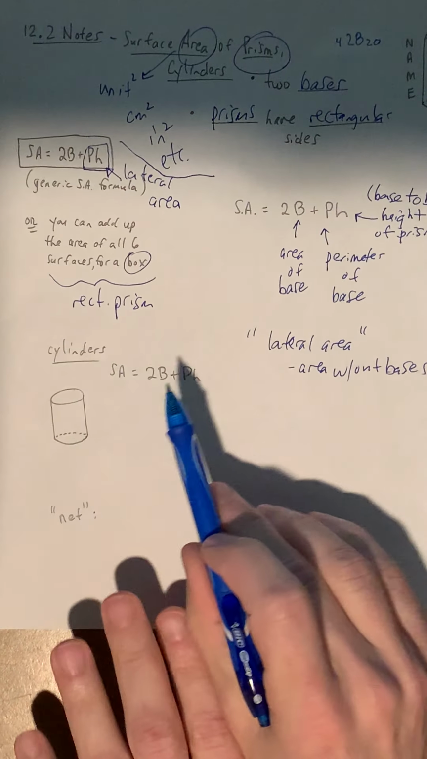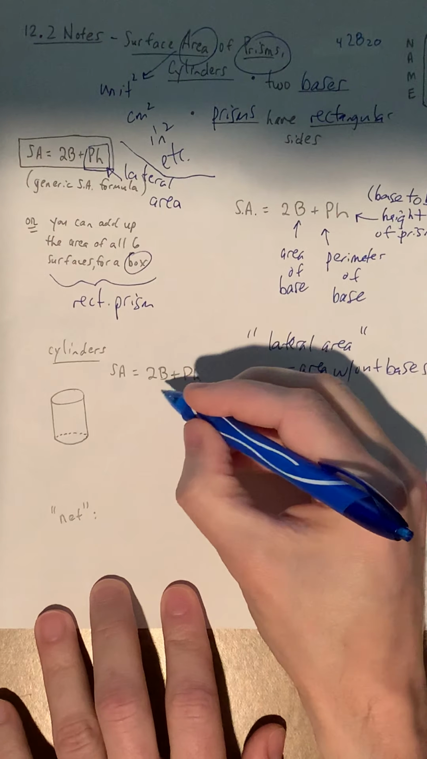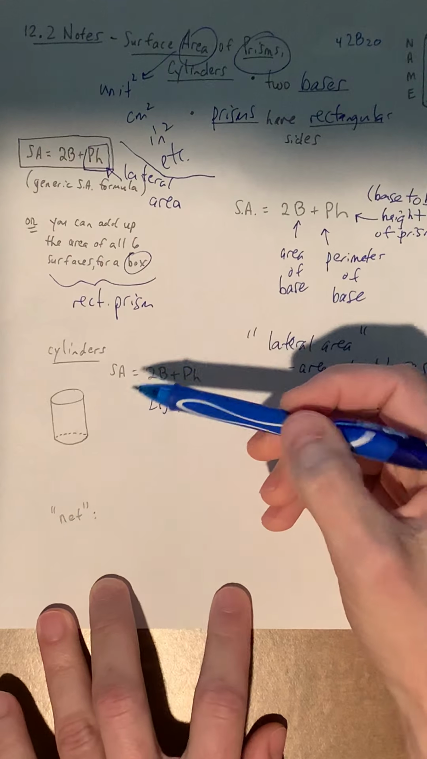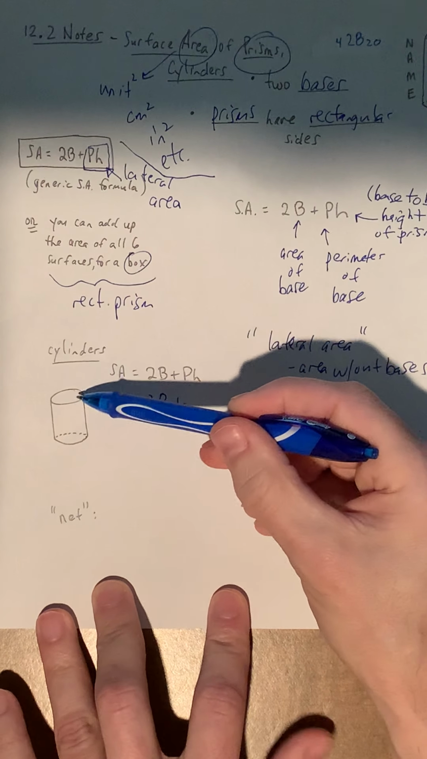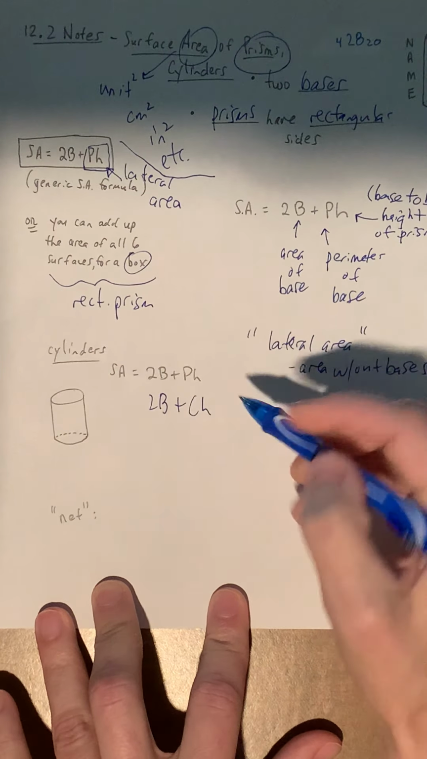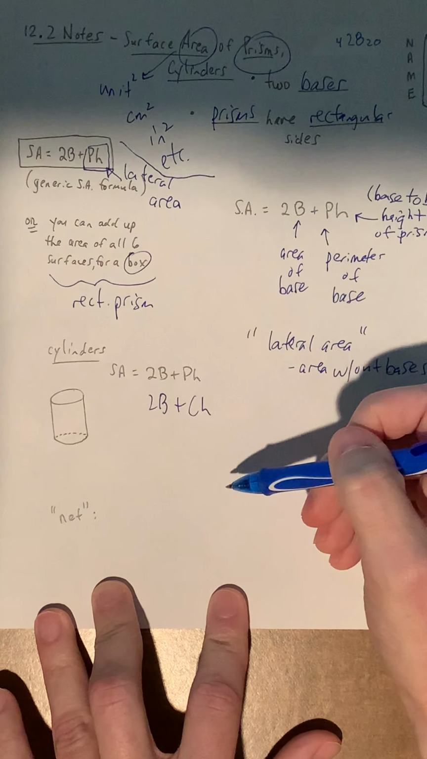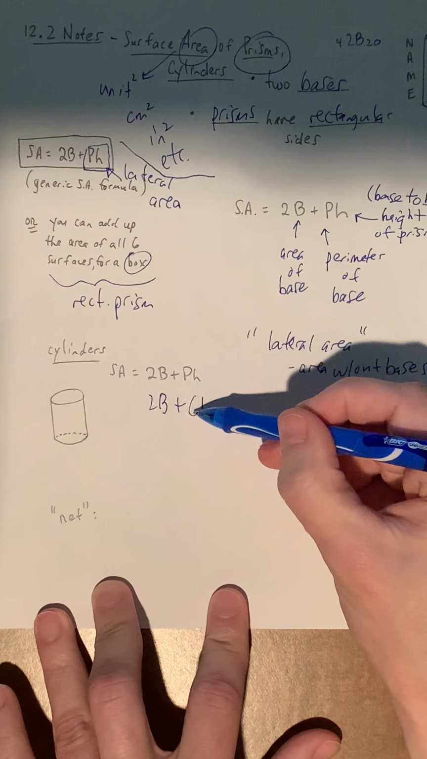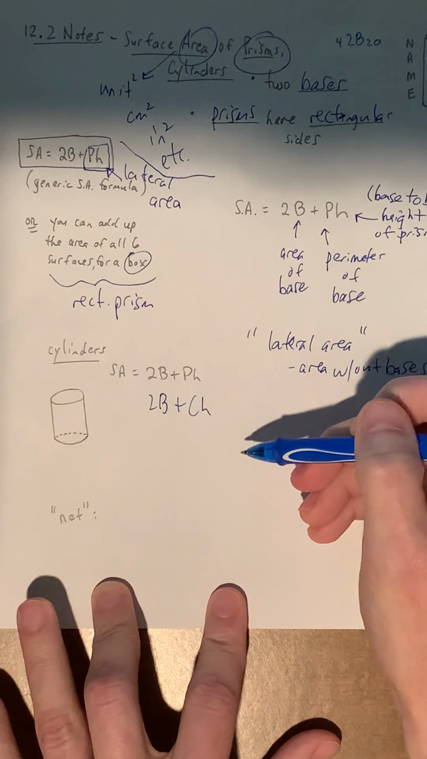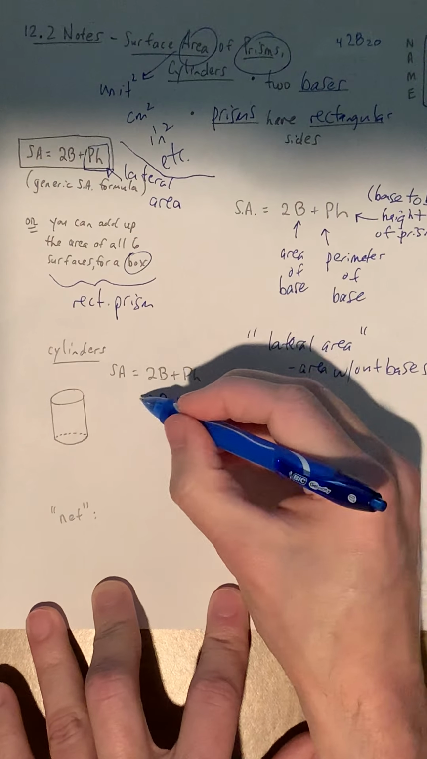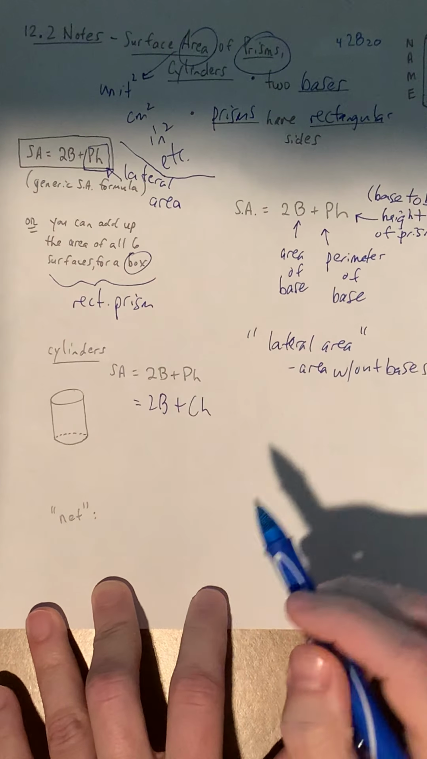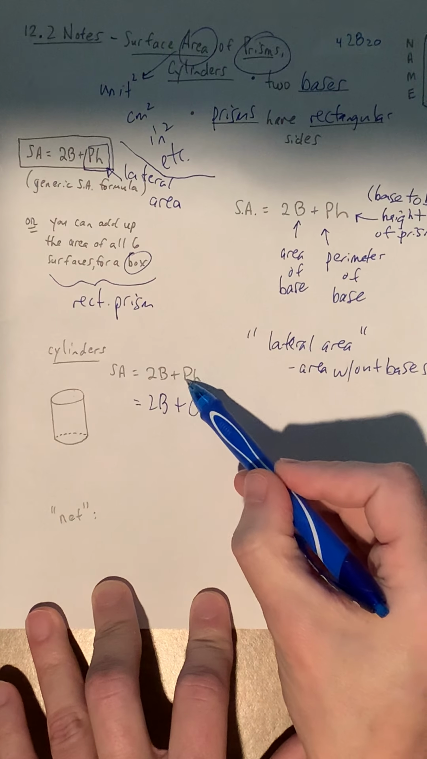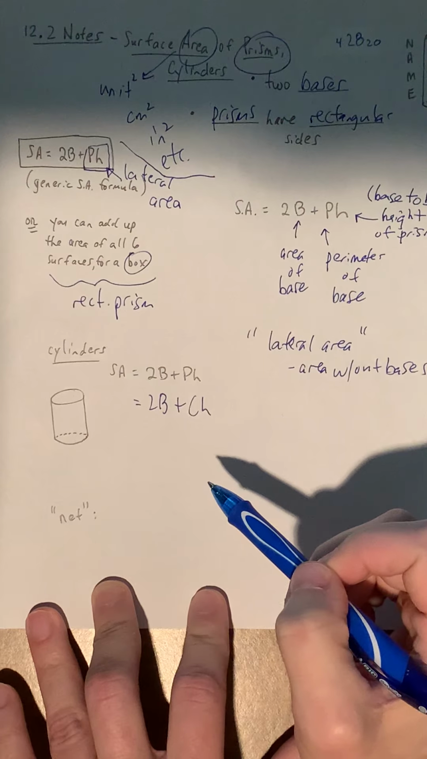A cylinder, same generic formula, except instead of P for perimeter, remember we don't call it the perimeter of a circle, we call it the circumference. So if you want, you can change the P to a C for circumference, and that would be what you put in for P, because that is your perimeter of the circle, the circumference. But it is the same formula, because you do have two bases, the two circles, and then you have the perimeter, which is your circumference, and your height.